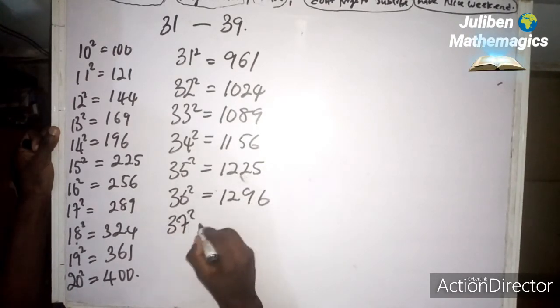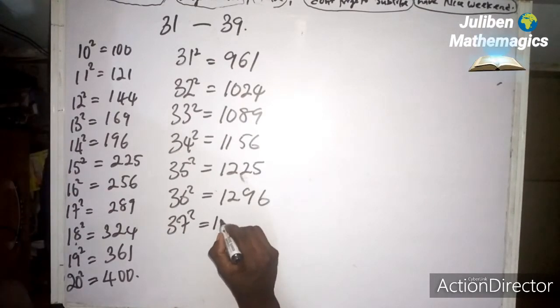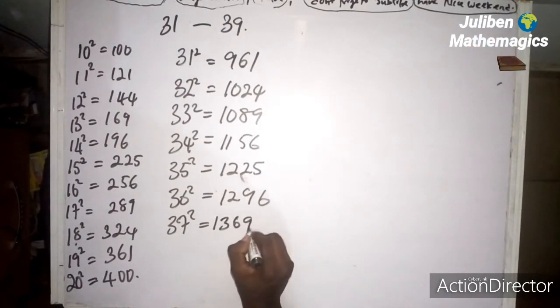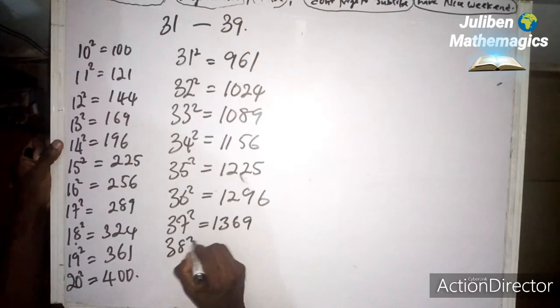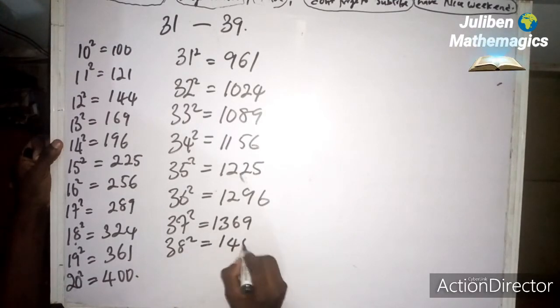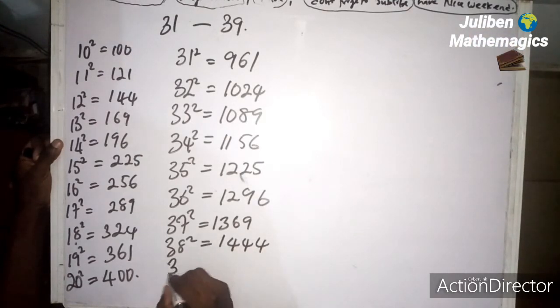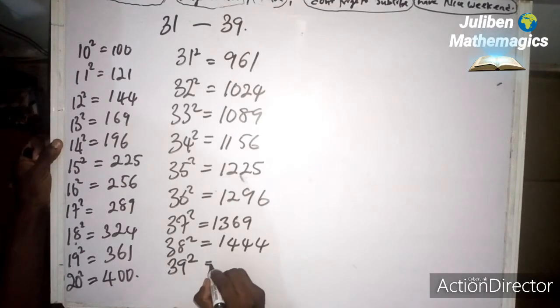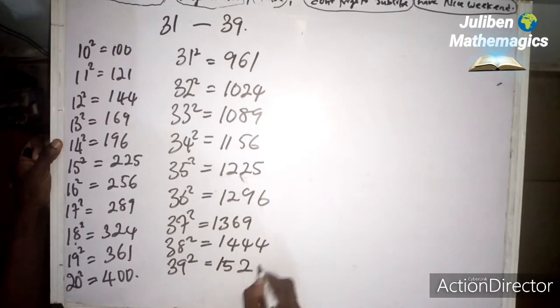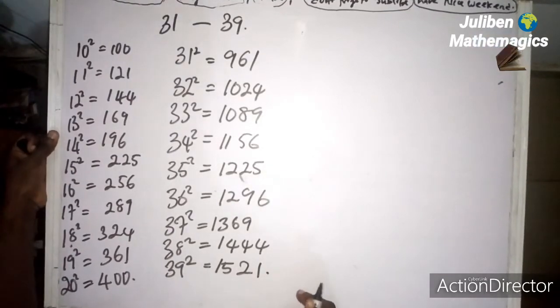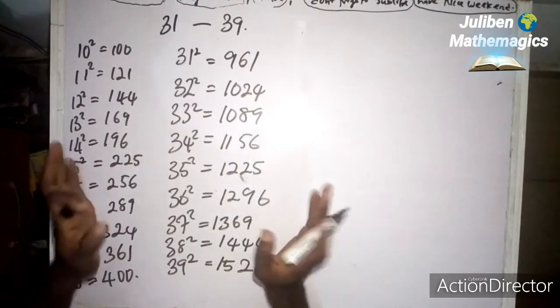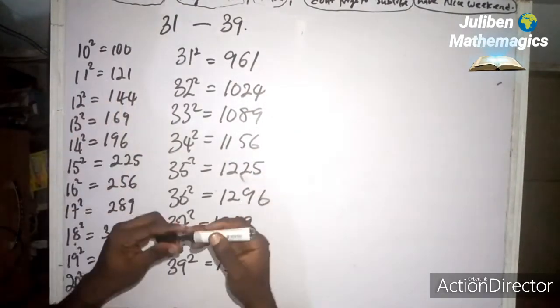37 squared is simply 1369. 38 squared is simply 1444. 39 squared is 1521. Oh yes, confirm. Now the question is, how do I manage to get all these squares so suddenly, so fast?